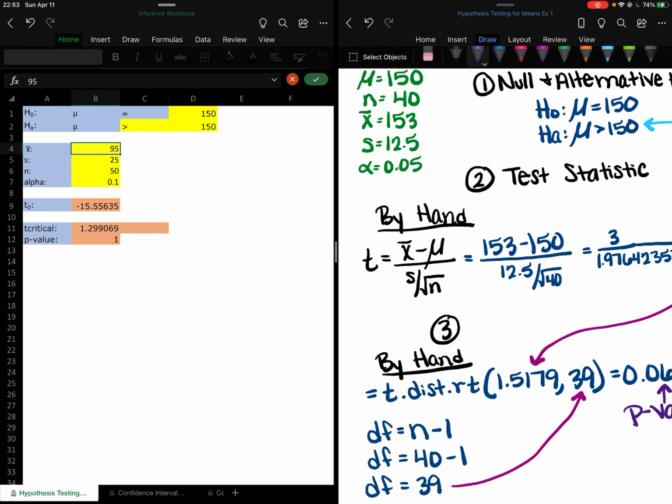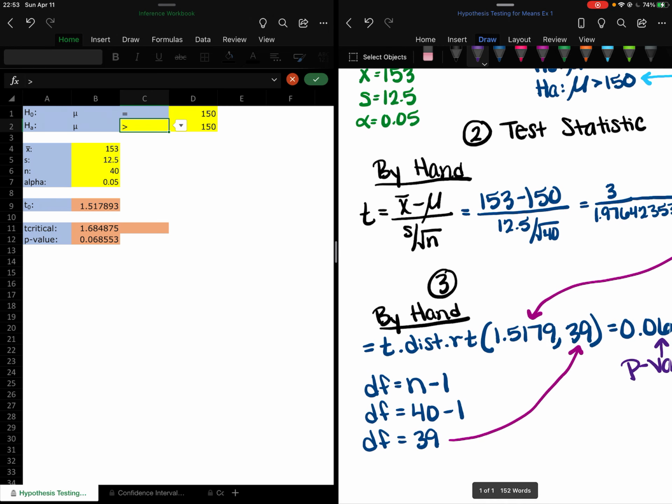And then what is your sample mean? Our sample mean is 153. What is your sample standard deviation? 12.5. What is your sample size? 40. What is your alpha? Again, just like with the proportion one, this alpha is more included in here for people that teach the other method in addition to p-values. Not so much for us, but you can go ahead and put it in there. So our alpha was 0.05.